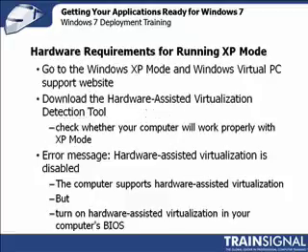The hardware requirements for running XP Mode. The easiest way to figure out if your machine can run this is by going to the Windows XP Mode and Windows Virtual PC Support website. Download their hardware-assisted virtualization detection tool, and it will check to see whether or not that computer can run XP Mode or not. If you get an error that has something to do with hardware-assisted virtualization is disabled, that means the computer supports hardware-assisted virtualization, but you might need to enable hardware-assisted virtualization in your computer's BIOS.